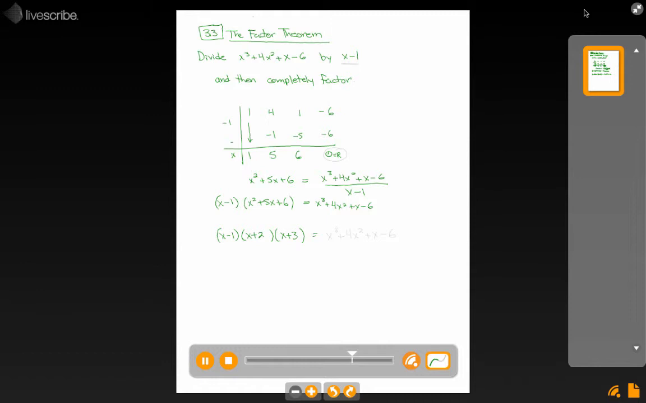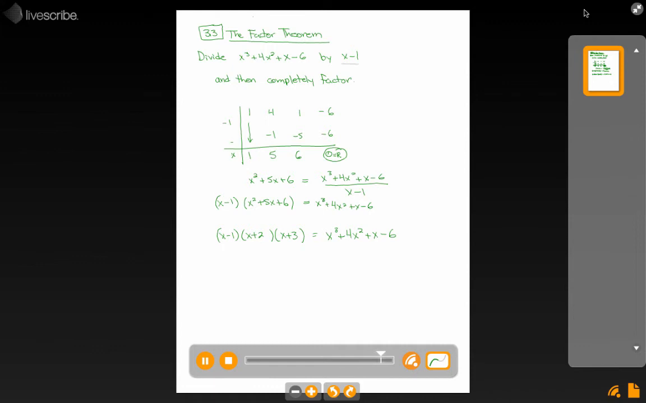What we've done now for the first time is completely factored a cubic polynomial that we didn't have the ability to factor before. In all our math 10 or 20 skills, we weren't able to say, oh, how do we factor x cubed plus 4x squared plus x minus 6? But now that we have the ability to divide, we discovered that this was a factor because the remainder was 0. It allowed us to actually completely factor this polynomial.